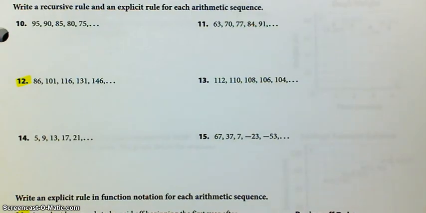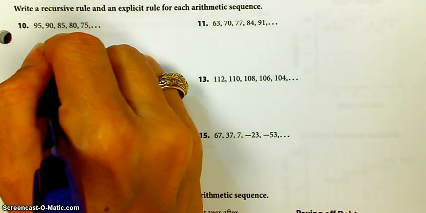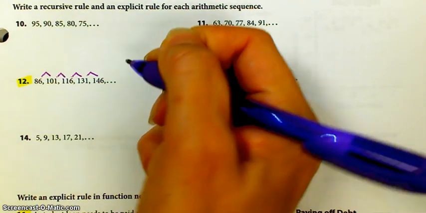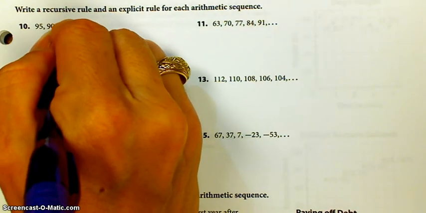I'm now on page 168 and I'm looking at problem number 12. This is the same thing that we've been doing, except this time they just give us a list of terms and ask us to write the rules. Instead of putting the n's and the f of n's in a table, they just gave us a list of terms. All right, if I'm looking carefully, I noticed that the common difference from one term to the next is 15.